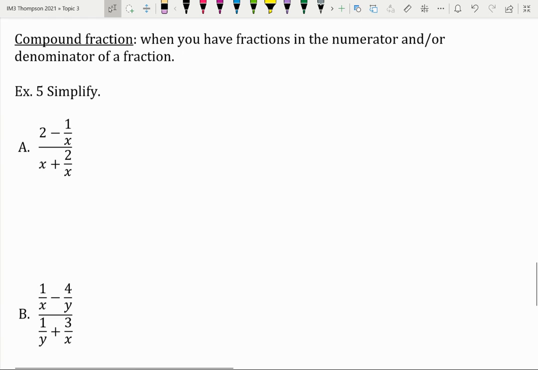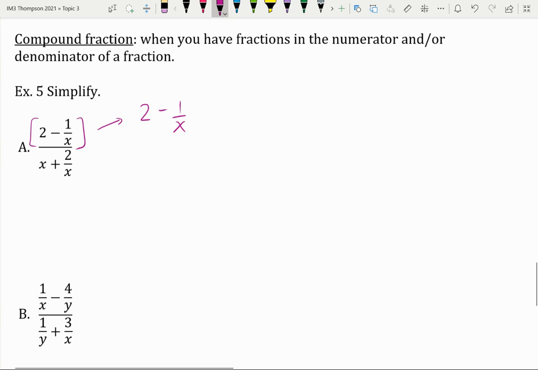So you want to pay attention to where the big division bar is, right? So I've got a large division bar here, and I want to treat the top and then treat the bottom, and then I'll combine them back together. I want to rewrite this as one fraction.